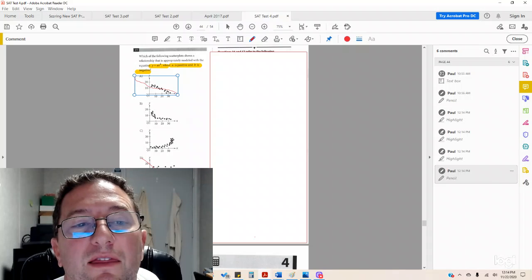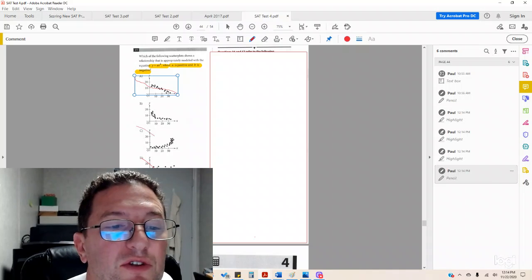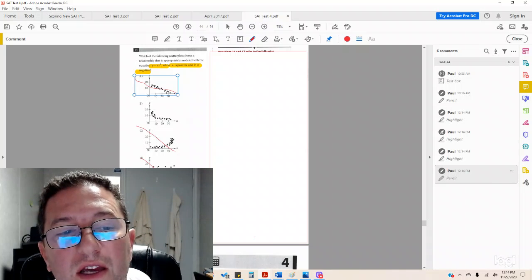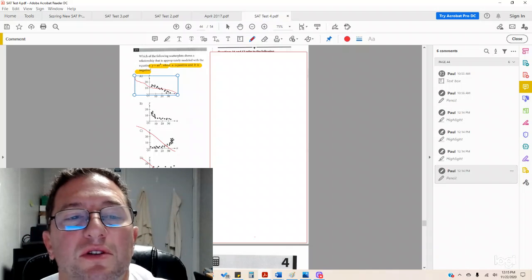And we need b to be negative. So where do you see a negative correlation? It looks like it's answer choice B, not C. C looks like it has a positive correlation. Positive correlation: as x increases, y increases. Negative correlation: as x increases, y decreases.